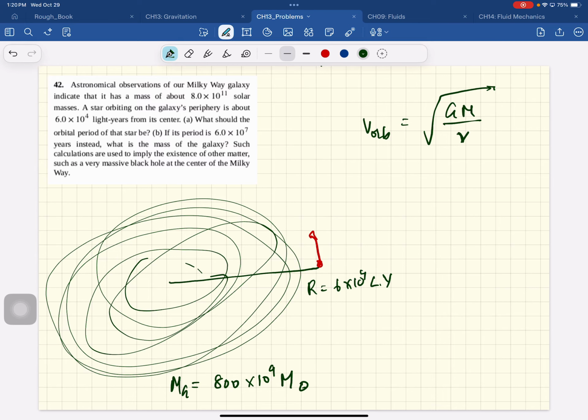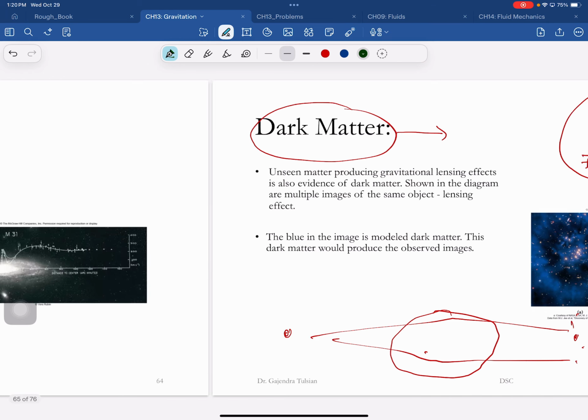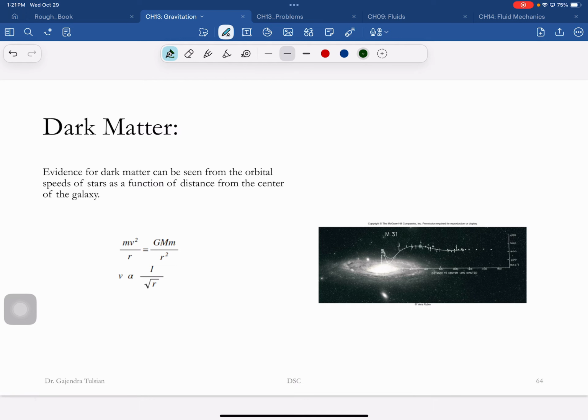Is it 2GM by? Shouldn't it be 2? Oh, yeah, okay, never mind.